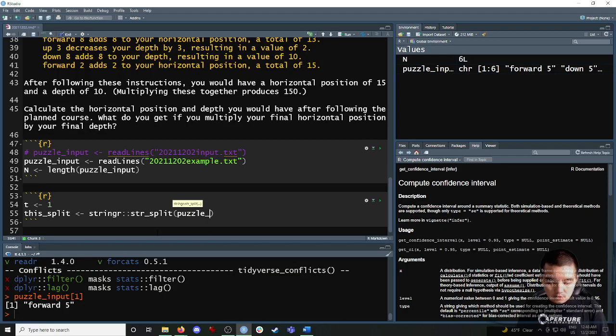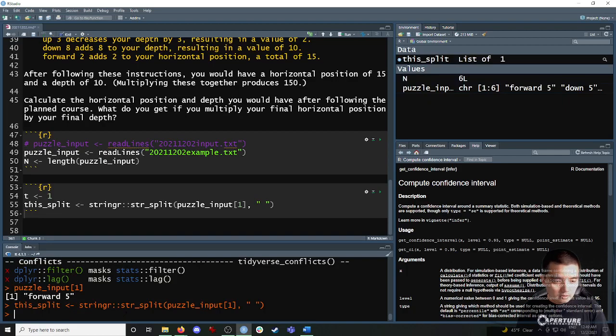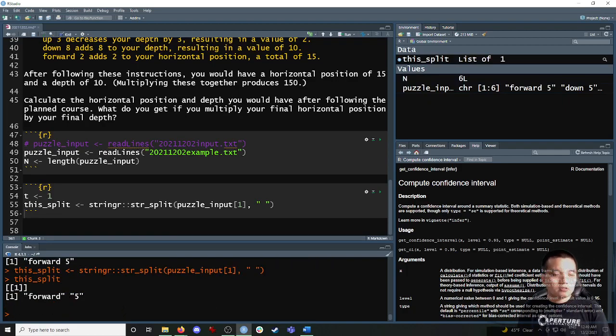So I'm going to, for the puzzle input, I'll leave that as a 1 for now. Notice in between the words forward and 5 there in the bottom left, there's a space. So we need to tell R that we're going to actually do this split where the space occurs. So I'm going to run this line of code. I'm going to show you what this split looks like now. So now you could see in the bottom left that the forward and the 5 are indeed separated.